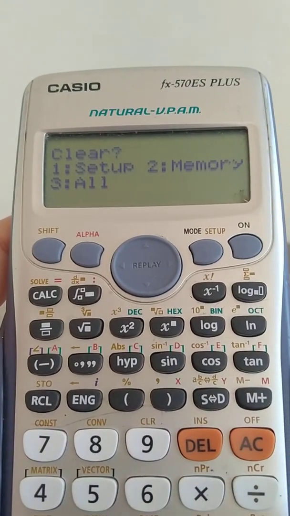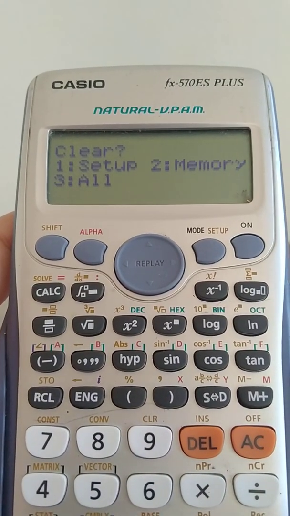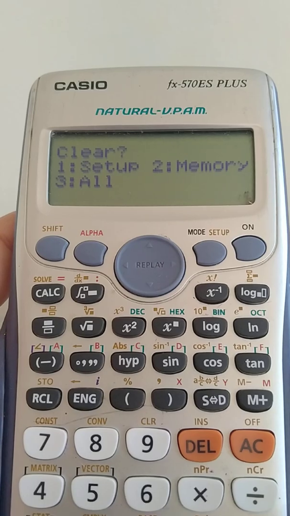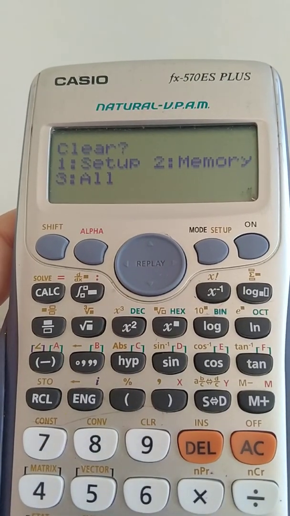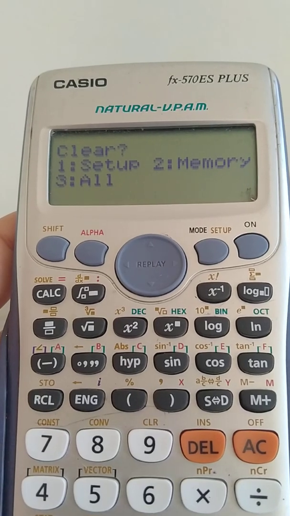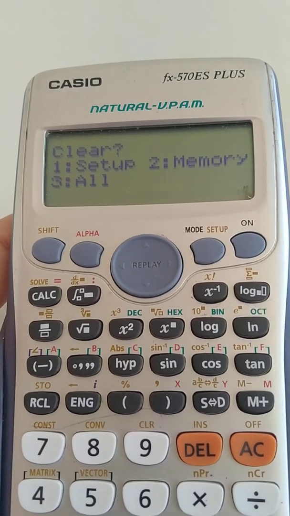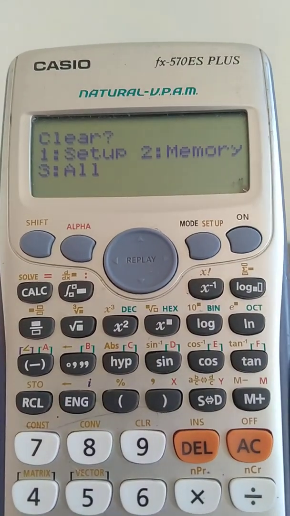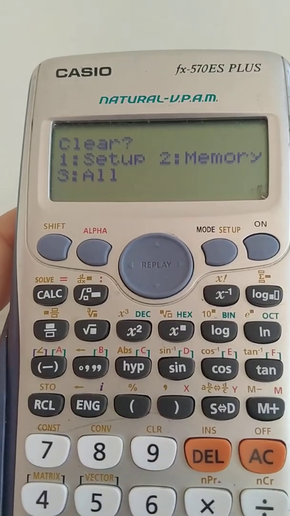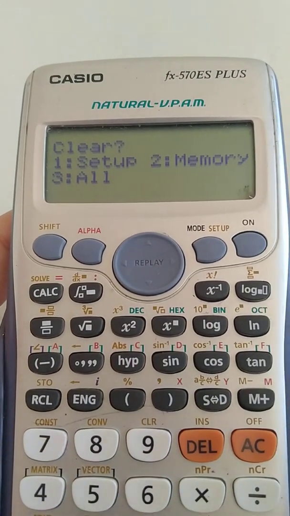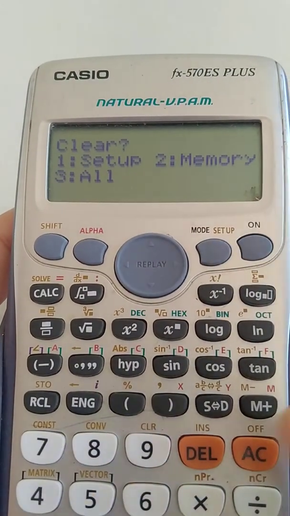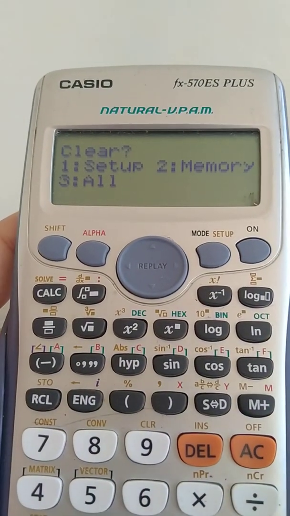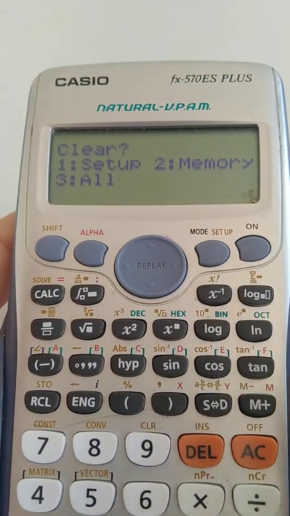Kapag pinindot mo yung setup, it means that the calculator will reset the mode. Automatically, mode 1 siya. And bring back the calculator to its default configuration. Example, the angle or the degree. Kapag naman yung memory, lahat ng value na nilagay mo dito, mari-restore or madi-delete. Pag all, it means parehas, mawawala.